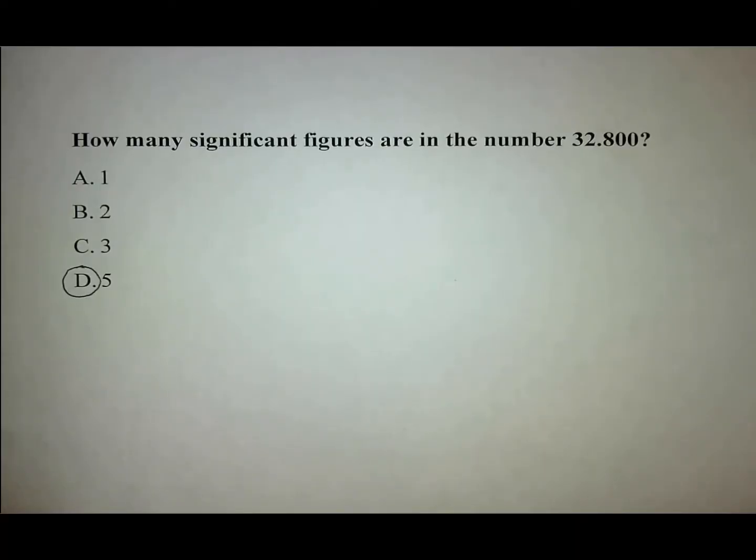The correct answer is D, 5. The 3, 2, and 8 are significant because they're non-zero digits. The zeros on the right-hand side are significant because there is a decimal point somewhere in the number. If there were no decimal point in this number, the zeros would be ambiguous.